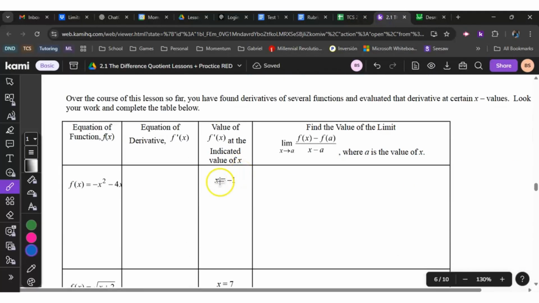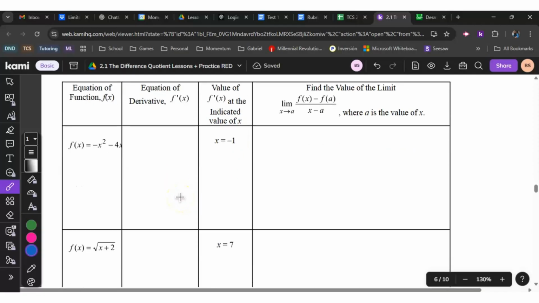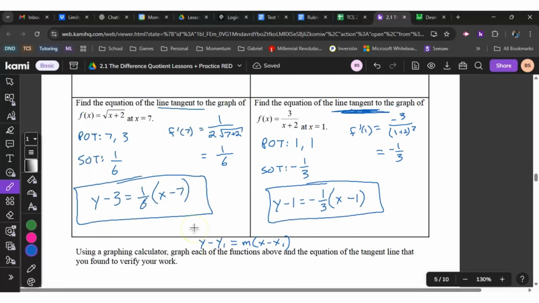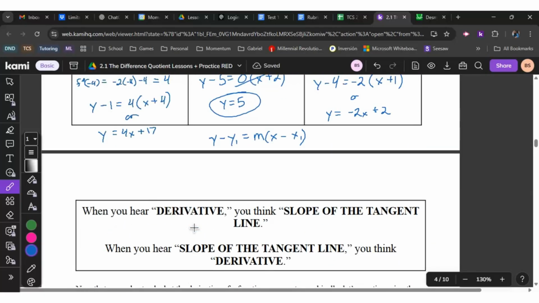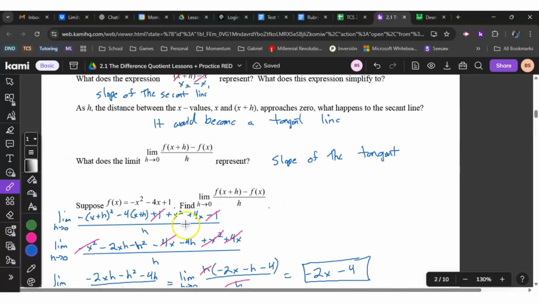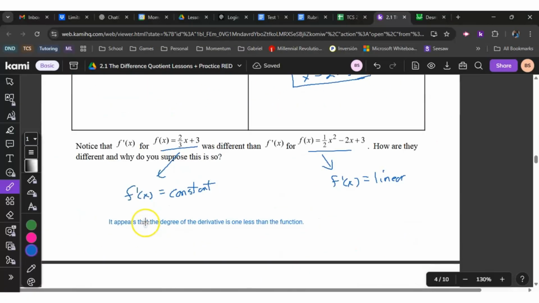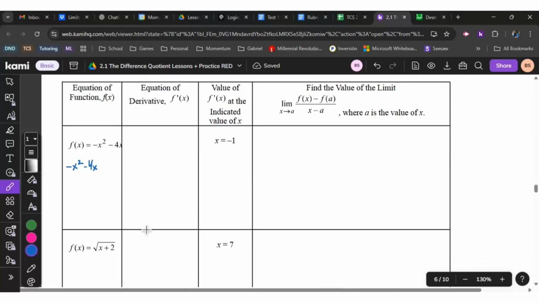Last thing before we're done then, guys. You can check the other one on your own to make sure it worked. This is a little bit annoying. It cut off the equation here. This here should read negative x squared minus 4x. Oh no, was it plus 1 or minus 1? It's the first equation we worked with. Plus 1. And the equation of the derivative for that, if we look it up, was negative 2x minus 4.